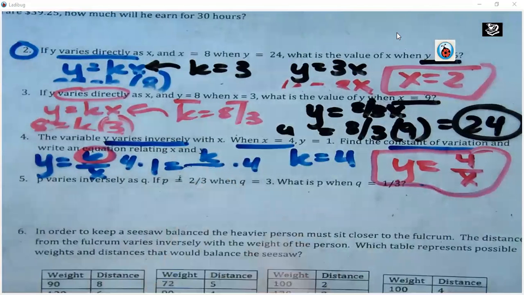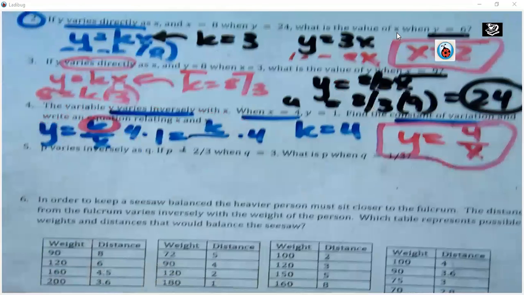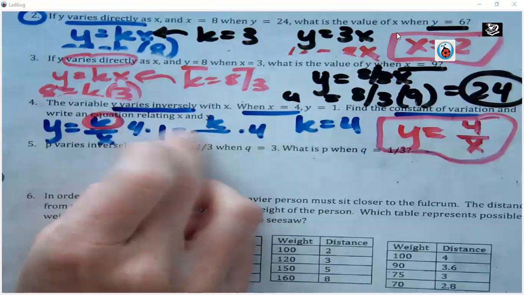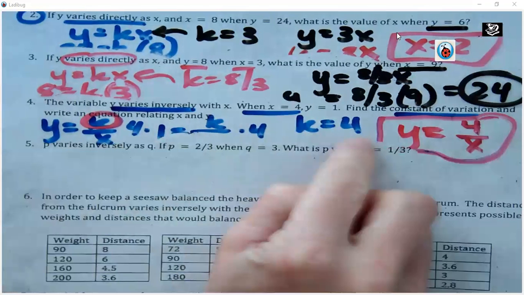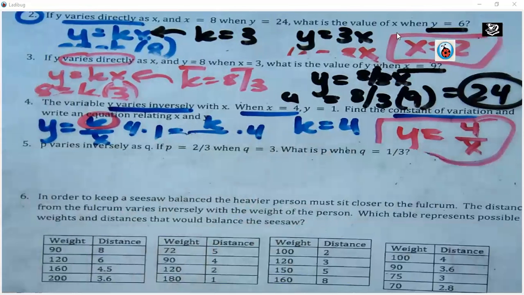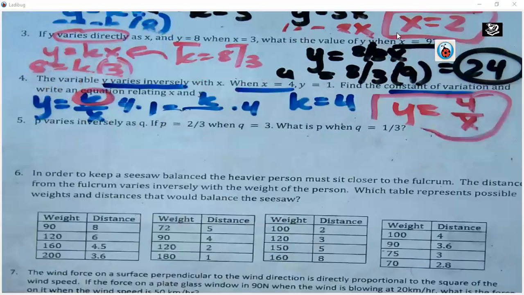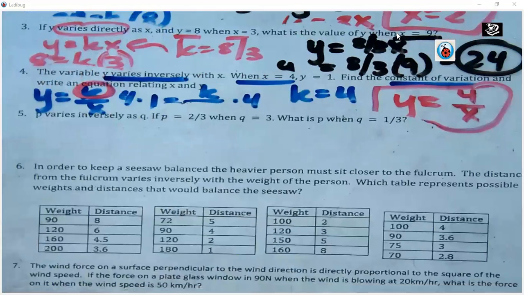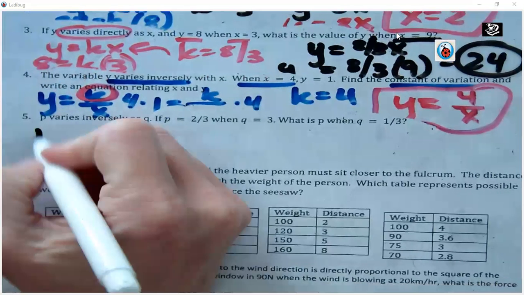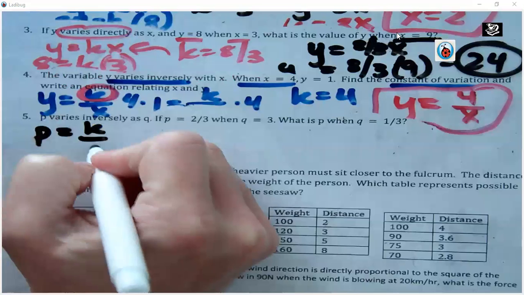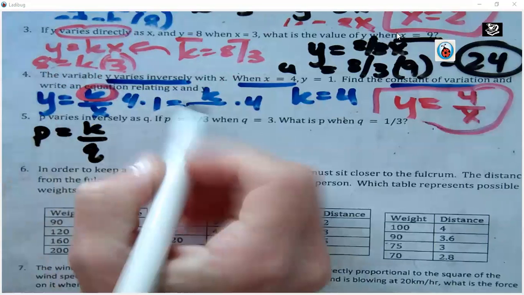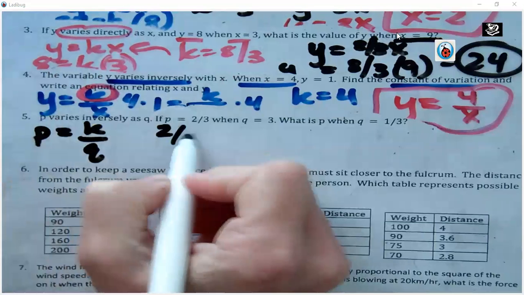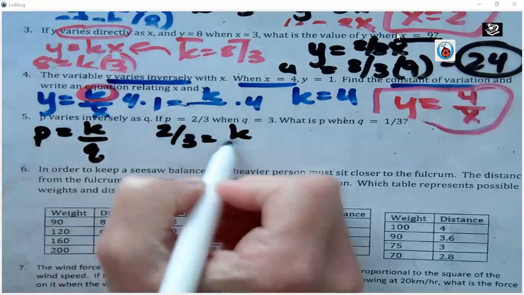P varies inversely as Q. If P equals 2/3 and Q equals 3, what is P when Q equals 1/3? All right, what's important on this one? Varies inversely. Good. So P equals K over Q. P is 2/3 and Q is 3.